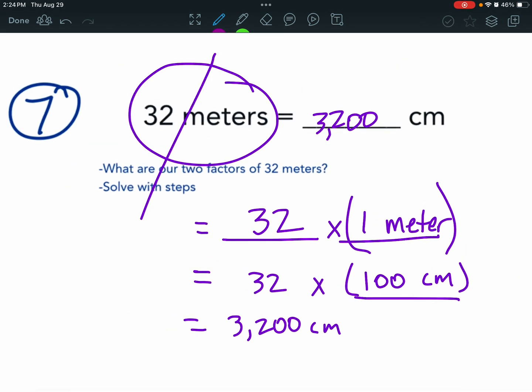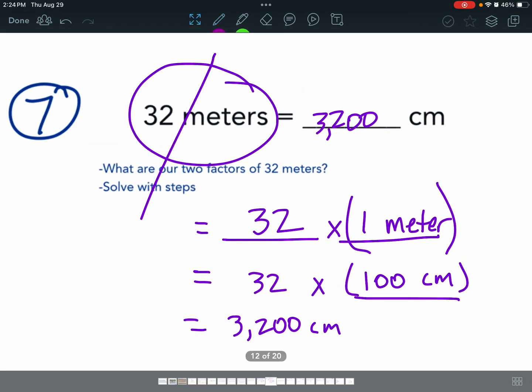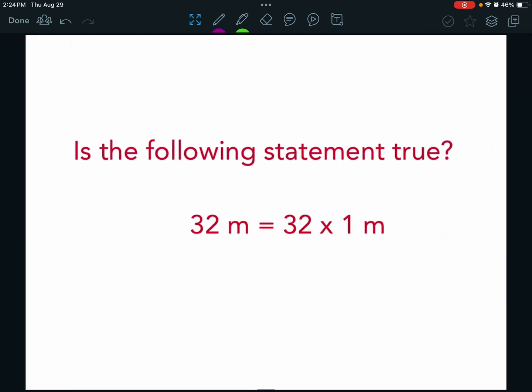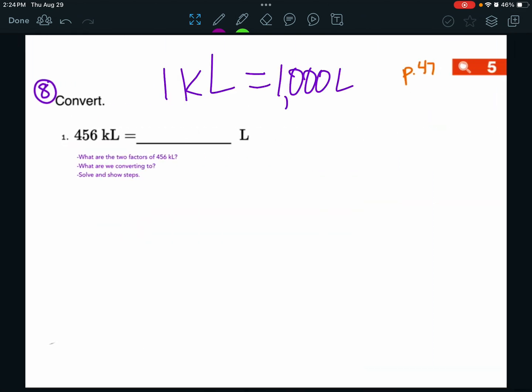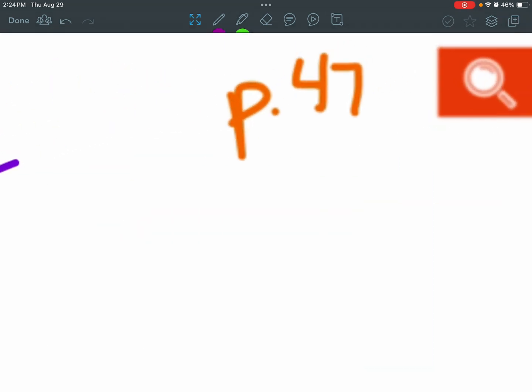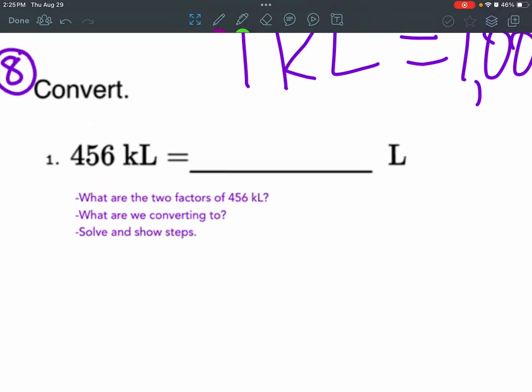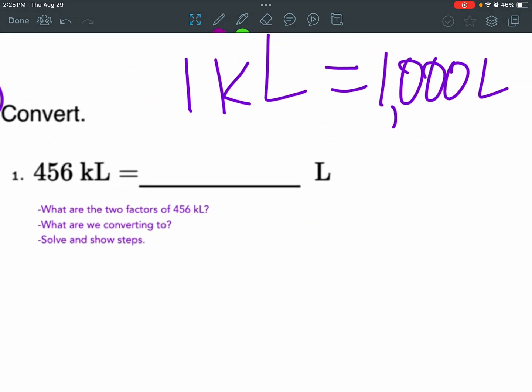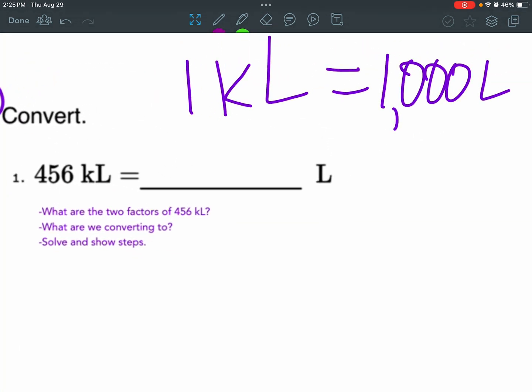So 32 meters equals 3,200 centimeters. All right, on page 47, if you have your books with you, I put the conversion measurement up there at the top. I want you to solve this with your shoulder partner. Use your examples, go back and look at them, take maybe 2 minutes or so, and then come back and we will go over it.